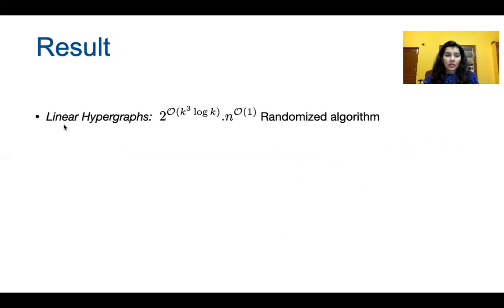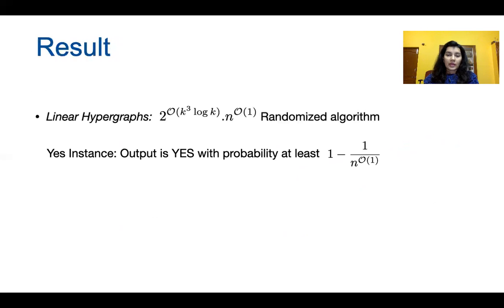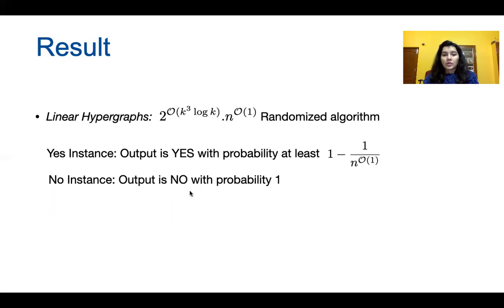And hence the result is that for linear hypergraphs, we are able to derive a randomized FPT algorithm with running time 2 to the power order k cube log k, and polynomial in n. The nature of this algorithm is such that for a yes instance of the input, the output is yes with probability at least 1 minus 1 over polynomial in n. And if the input is a no instance, then the output is no with probability 1.